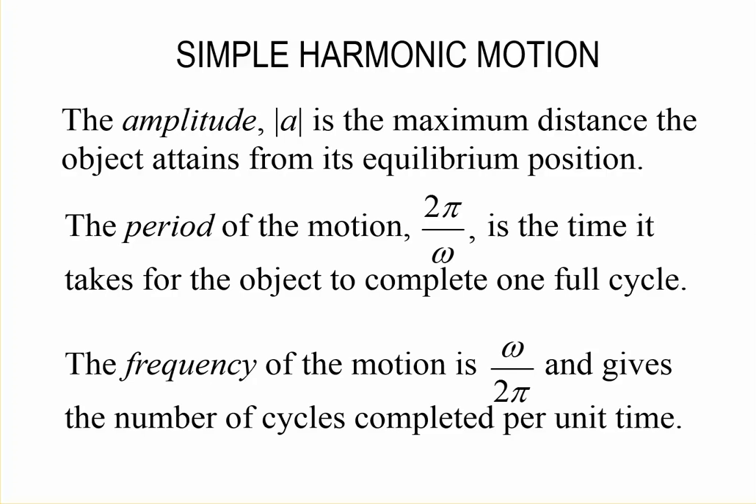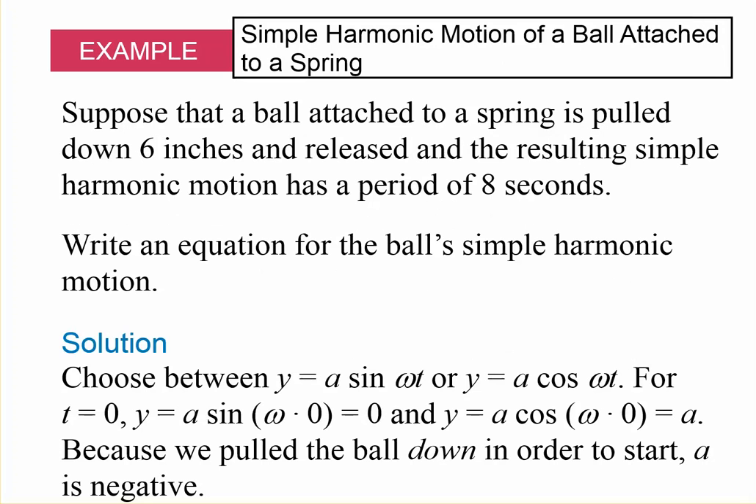Okay, I'm going to just look at an example. I don't think we have time to do one here, but suppose that a ball attached to a spring is pulled down 6 inches and released, resulting in a simple harmonic motion, and has a period of 8 seconds. So it's pulled down, let go, and the spring allows the ball to go up, but the ball has lots of mass as well, so then it goes down, then it goes up, then it goes down because of the spring. So it's sort of teeter-tottering between the two. Write an equation for the ball's simple harmonic motion.